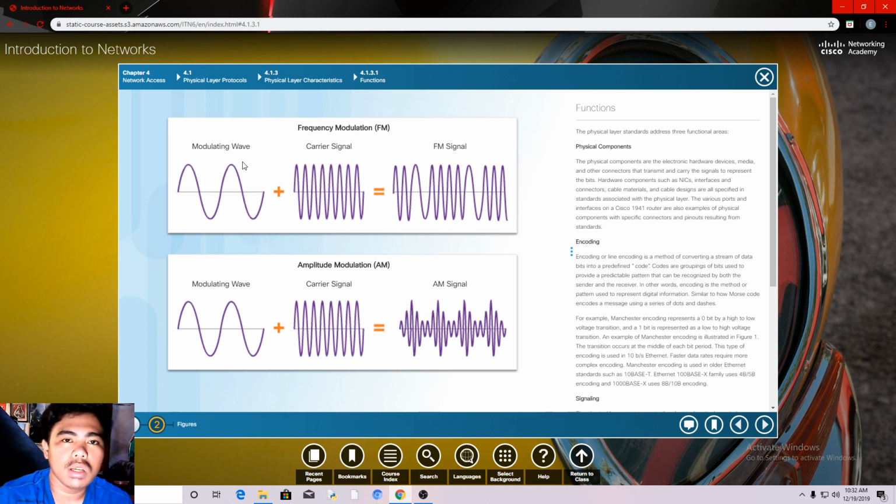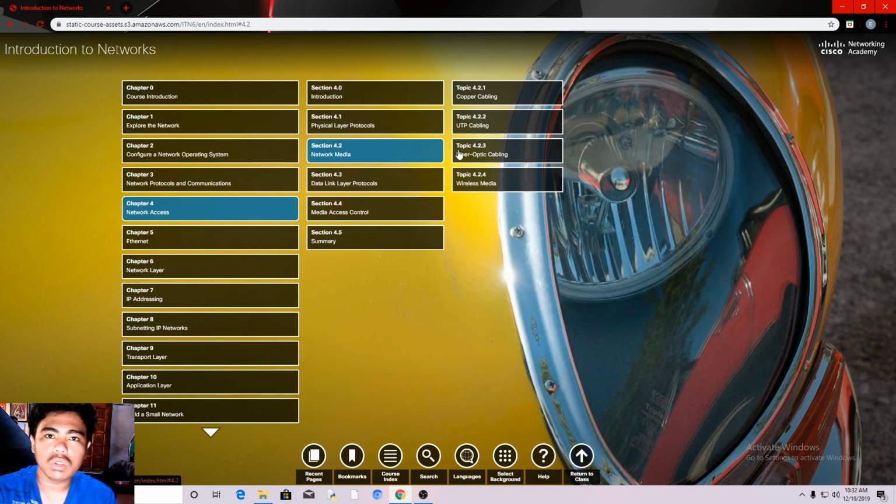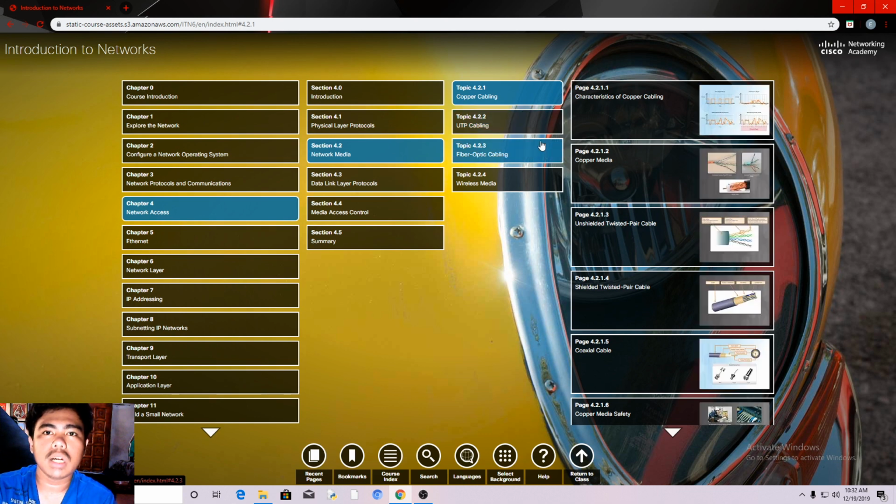As you can see, the FM signal is fluent; nothing really happens to the signal. Here, as you have noticed, the signal goes strong, then somehow weak, strong, weak. So the amplitude modulation is more unstable than the frequency modulation. Let's go with the network media.